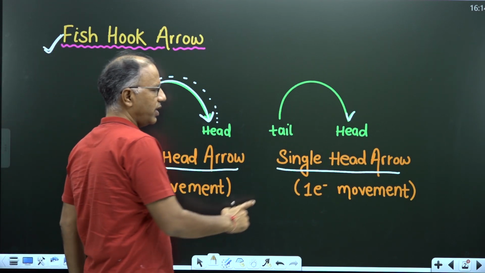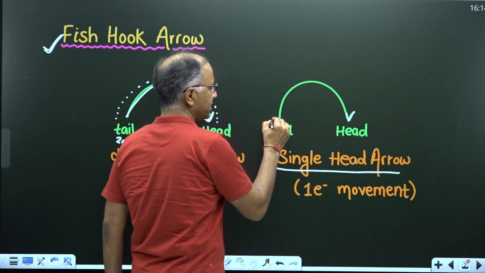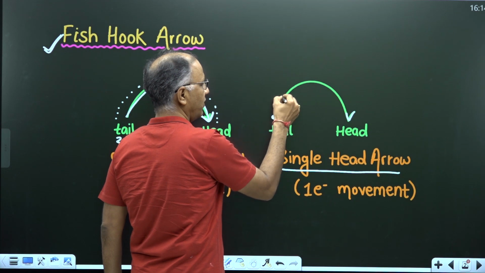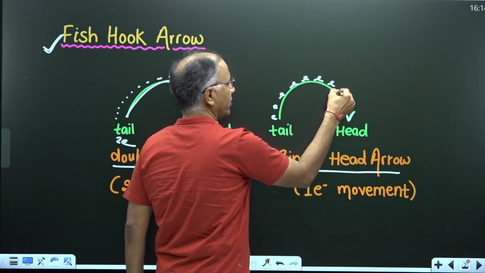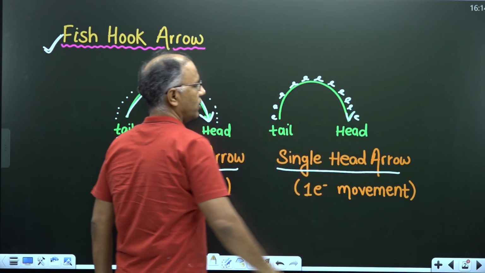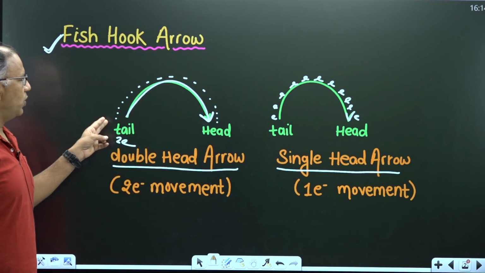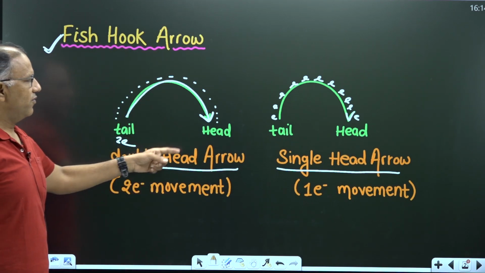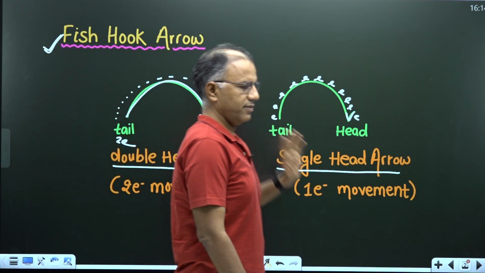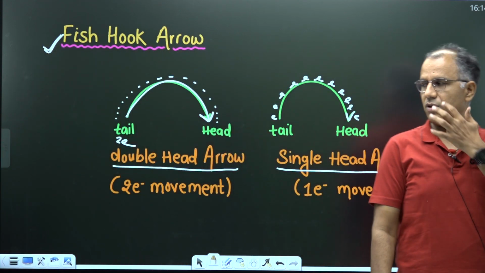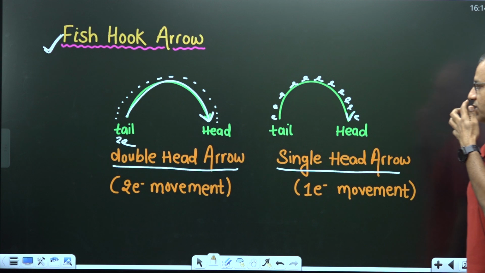And if there is a movement of a single electron, then it is known as single-headed arrow. This means only one electron is moving from tail to head. So they are simple conventions to represent the movement of electrons. Two electron movement, tail to head. One electron movement, tail to head. Got it? So write down these two arrows, double-headed arrow and single-headed arrow.